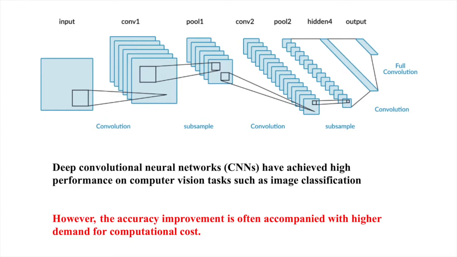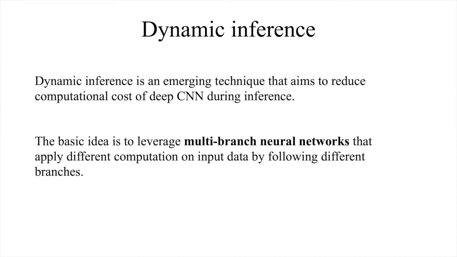Deep convolutional neural networks have achieved high performance on computer vision tasks, such as image classification. However, the accuracy improvement is often accompanied with higher demand for computational cost. Dynamic inference is an emerging technique that aims to reduce the computational cost of deep CNNs during inference. The basic idea is to leverage multi-branch neural networks that apply different computational cost on input data by following different branches.